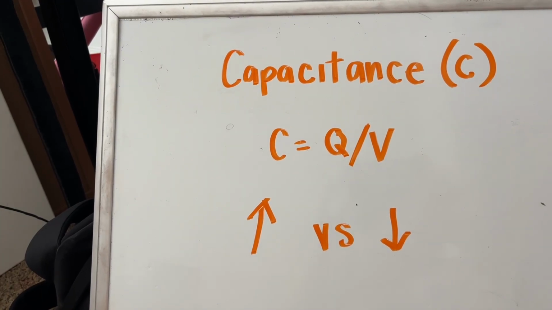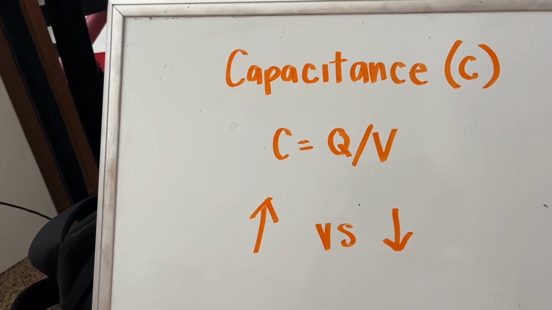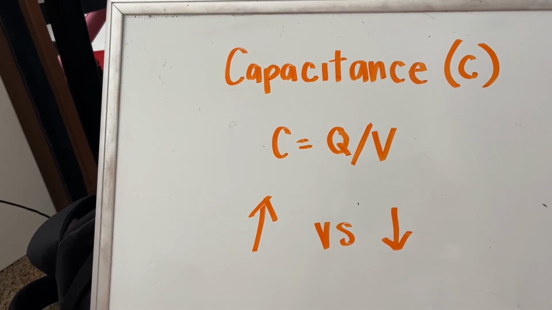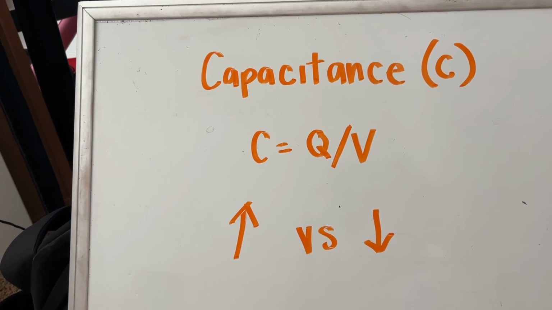The next thing we have to talk about is capacitance. Capacitance is the ability of a system to store electrical charge for a given electrical potential difference. Mathematically, it can be defined as C equals Q divided by V.